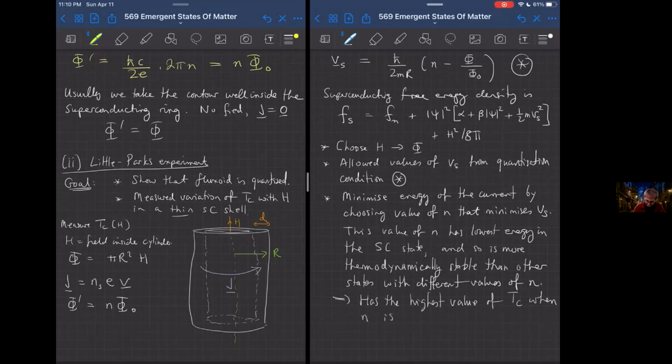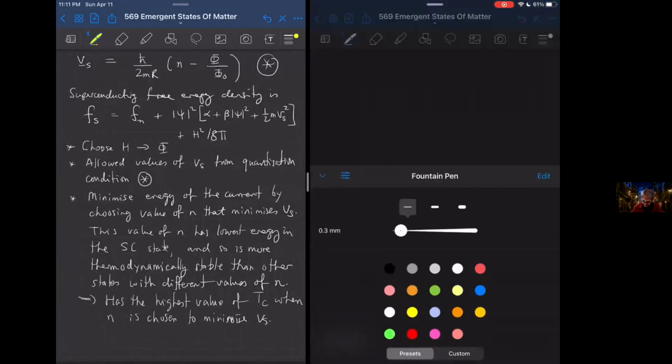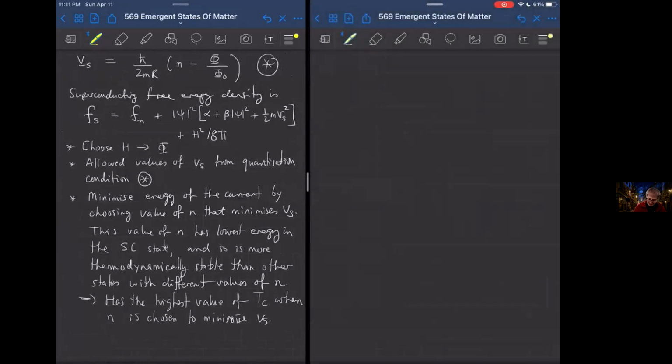When n is chosen to minimize Vs. Okay, so let me draw the diagram that goes along with this, and then you'll start to see what I'm talking about. So here is the value of Vs, and on the horizontal axis, I'm going to draw the flux, which is really the magnetic field, normalized in units of phi naught.